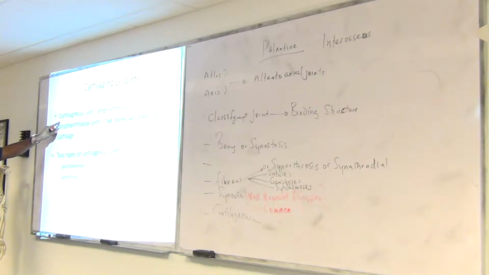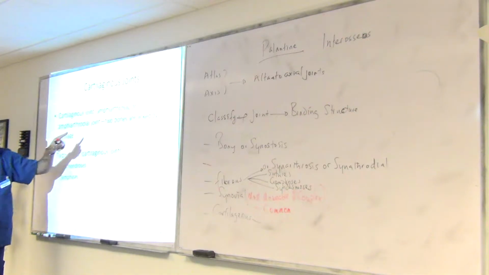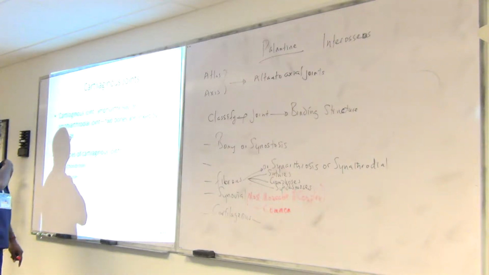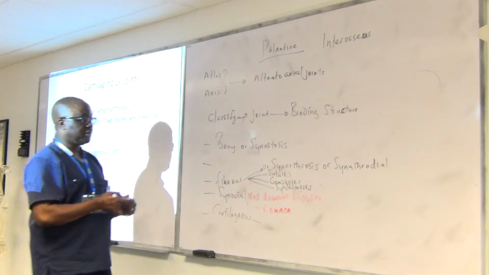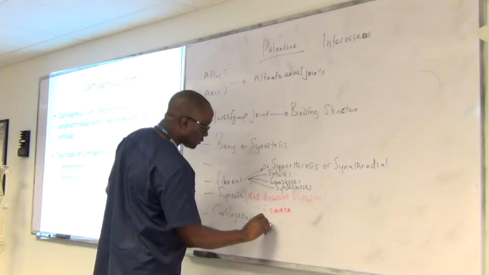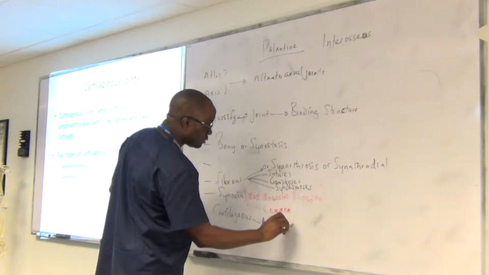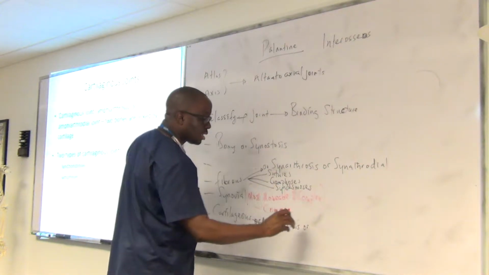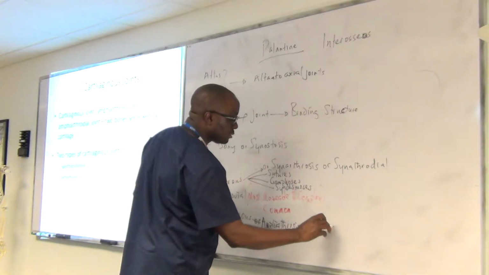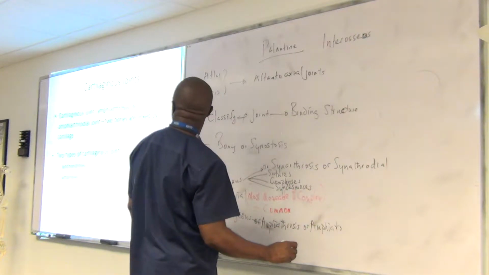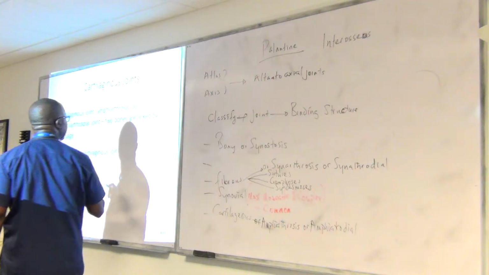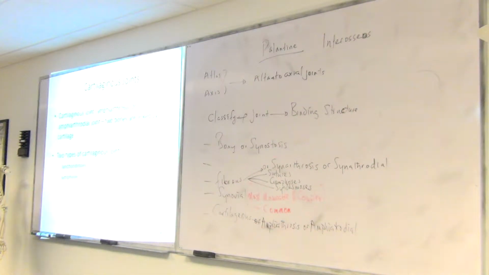So cartilaginous, another name is amphiarthrosis or amphiarthrodial joints. So what binds them together? Cartilage. That's what we call the cartilaginous joints.